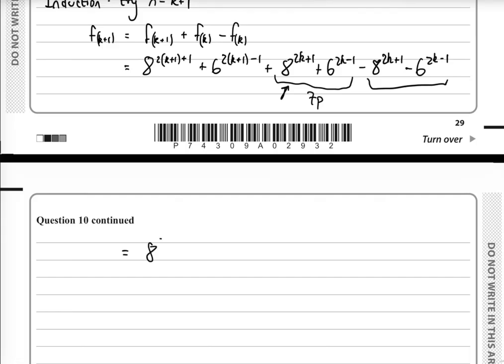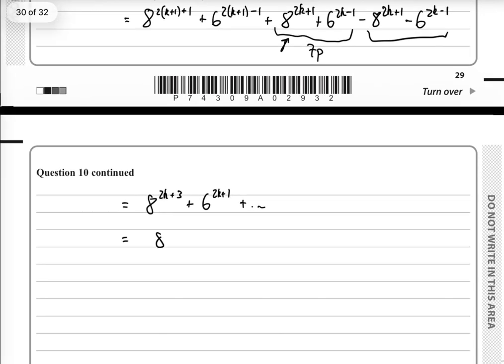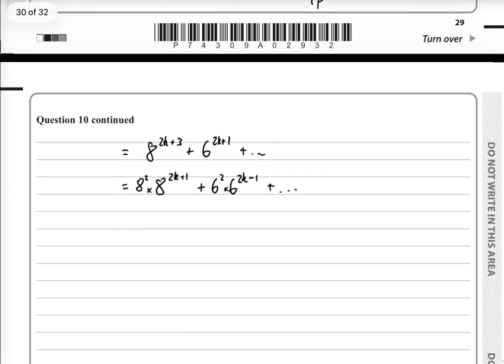First of all, I'm going to expand those brackets: 2k plus 3, plus 6 to the 2k plus 2 minus 1, that's a 1. And then plus these other terms, I won't bother writing those. They're not useful just yet because I want to manipulate these powers to match so that I can actually add or subtract them. So we want a plus 1 here. That means I need 8 squared as a multiplier. And I want a minus 1 here, so that means pulling out 2 lots of 6, so that's 6 squared as well. And then those other terms as well.